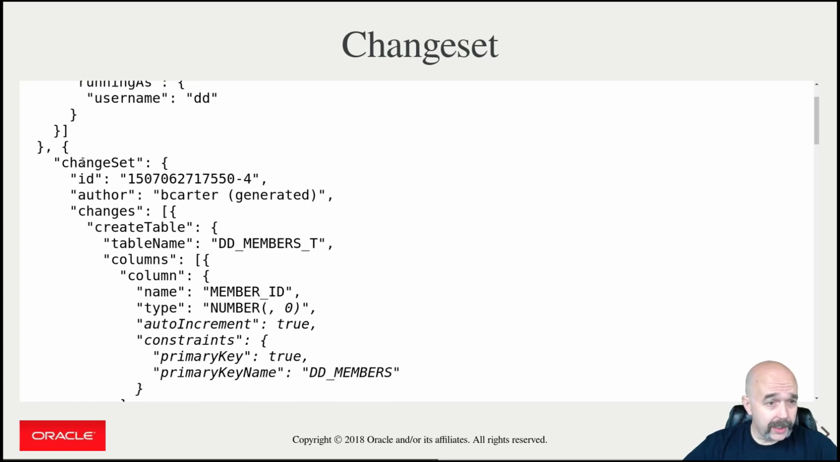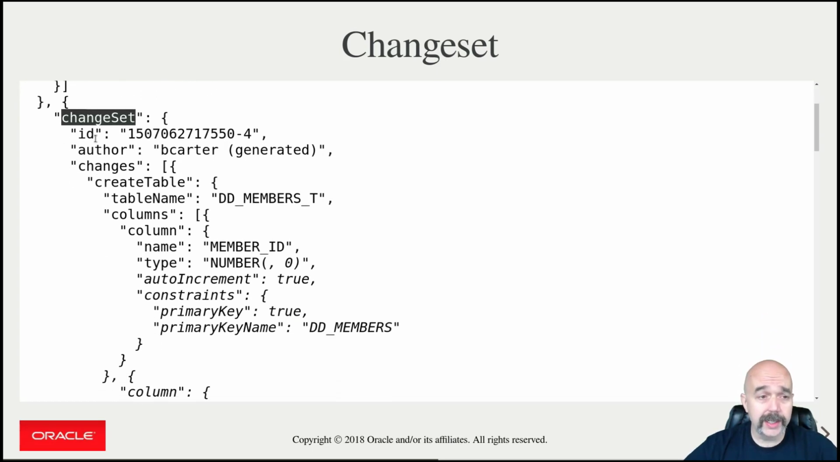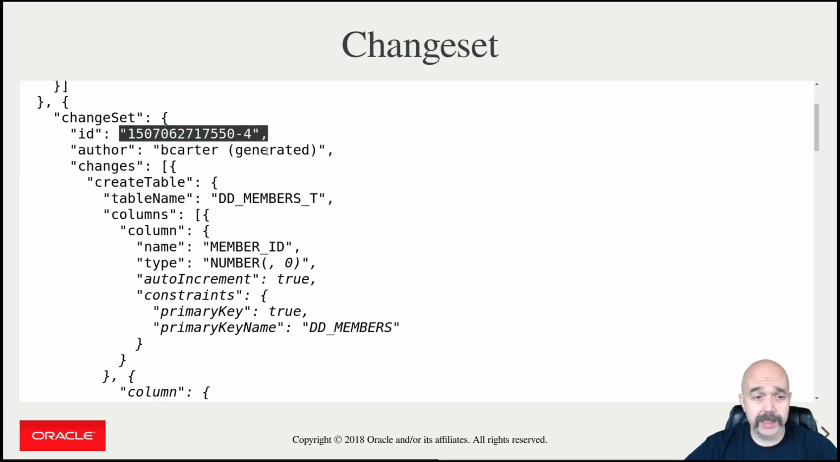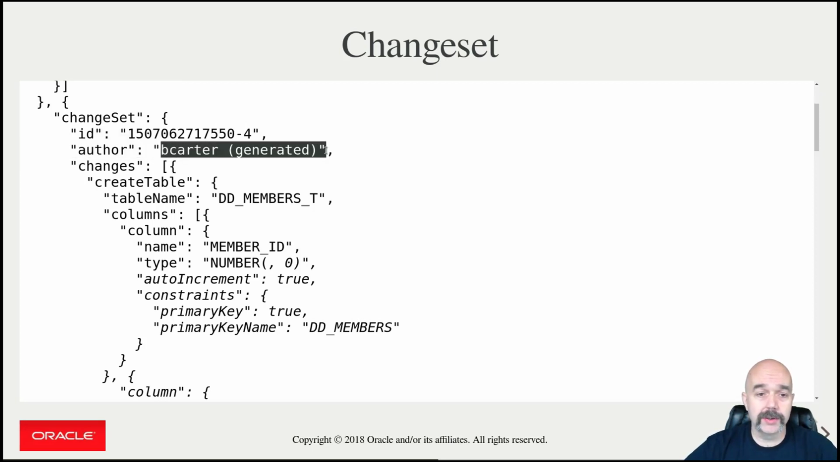Alright, so down here we have an actual change set. Here's some information to keep track of the ID of this particular change, and this is who created the change. Now notice it's got bcarder generated. That's because I used the reverse engineer feature of Liquibase to pull these change sets out of an existing database, and so it tagged my name as the one who ran it, and then it was generated.